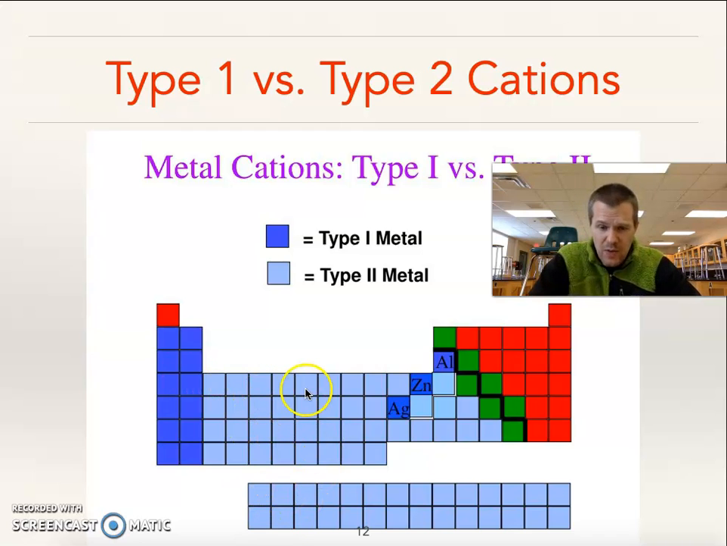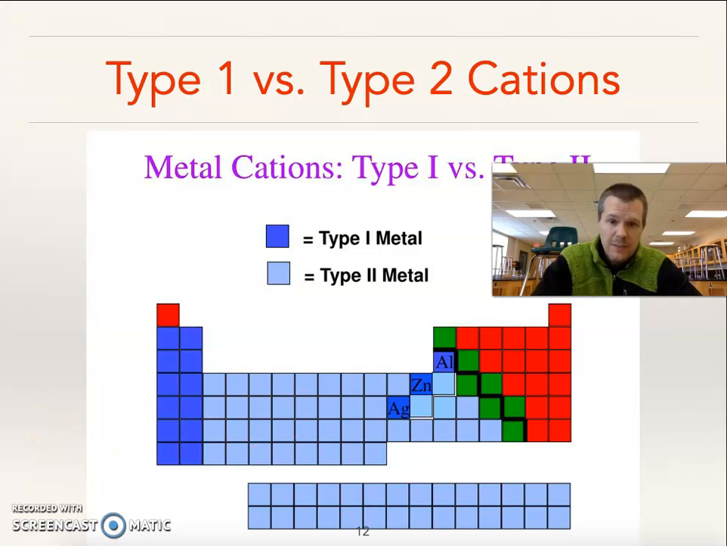Bueno, what are all these light blue ones? Well, the light blue ones are things like nickel and chromium and iron that can have different charges, different oxidation numbers. Or to put it a slightly different way, they have variable oxidation number, and so we have to write them in a different way. So again, in summary, type 1 is all the dark blue. They have constant or consistent oxidation number, charge. The type 2s are light blue. They have variable oxidation number, or charge.